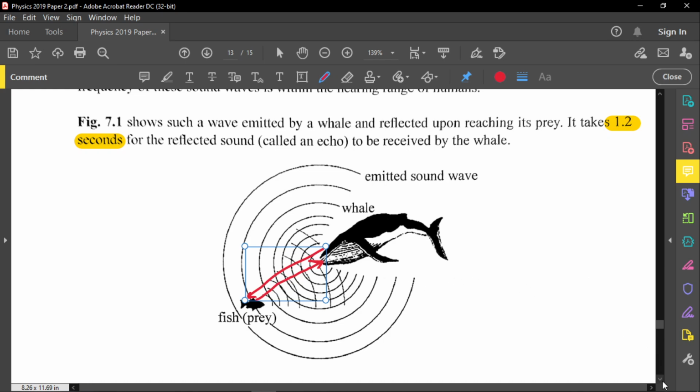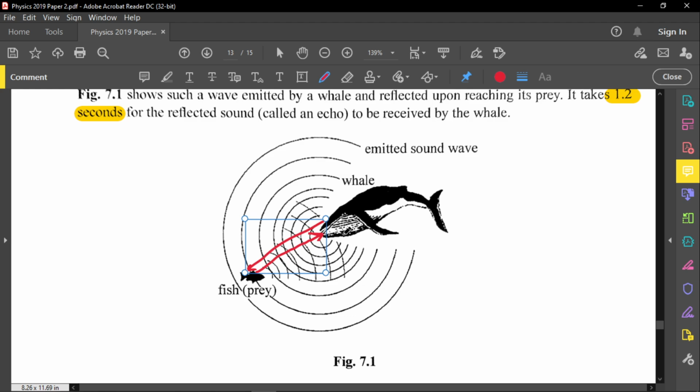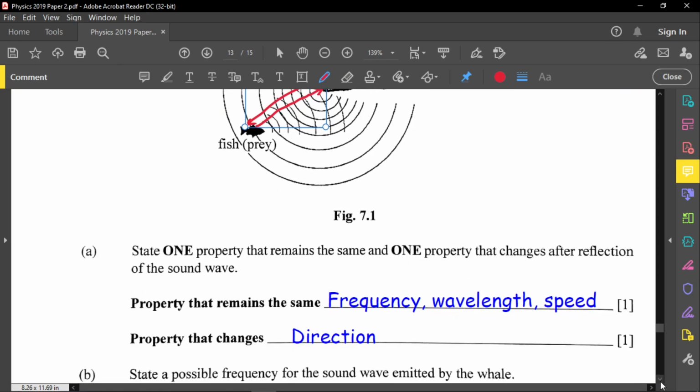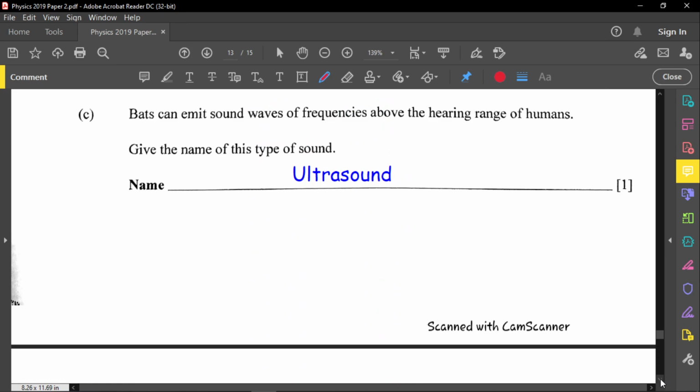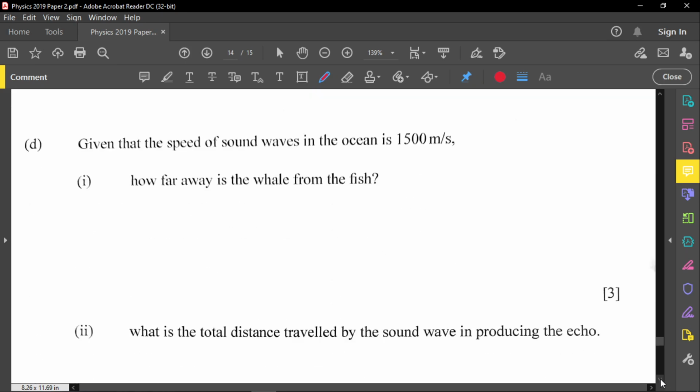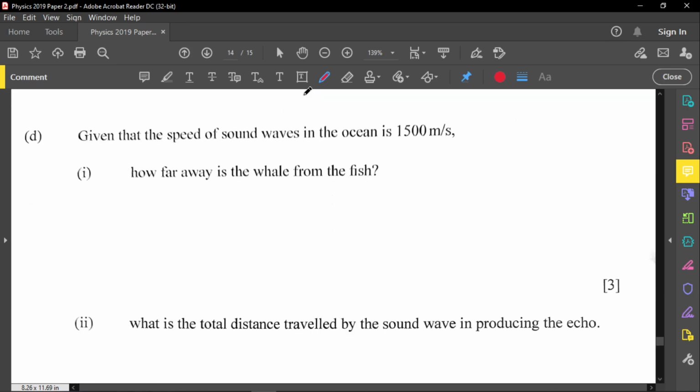So what I want to point out now is that if you want to find the distance between the whale and the prey, just between the whale and the prey, you only need half of that time. Or you can find the whole thing, then divide by 2. So we can do it two ways. One, you can divide the time by 2 and then do your calculations. Or you can do the whole thing, then divide by 2. So let's look at this now.